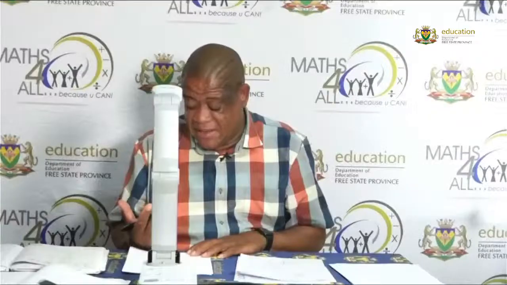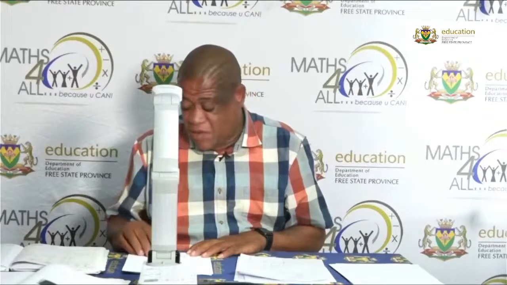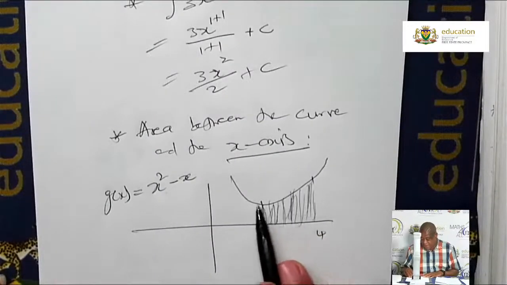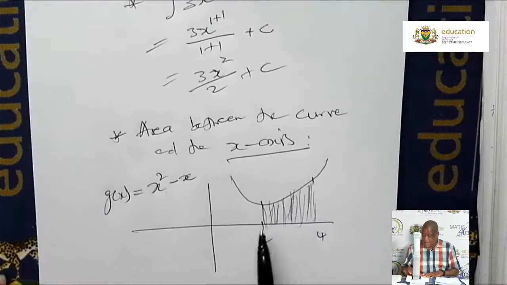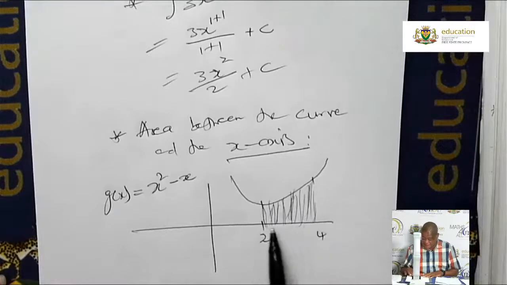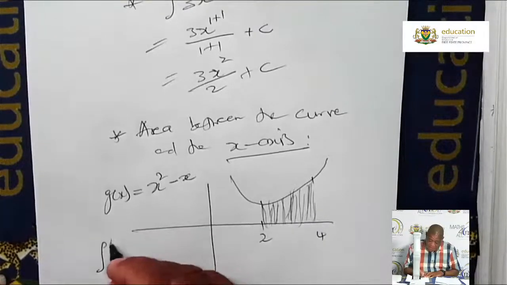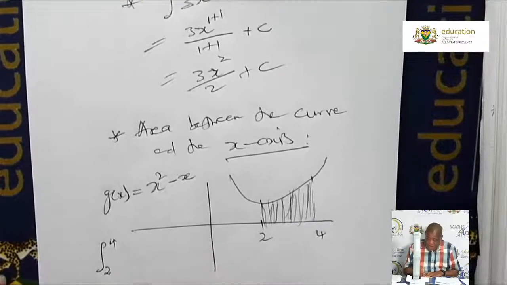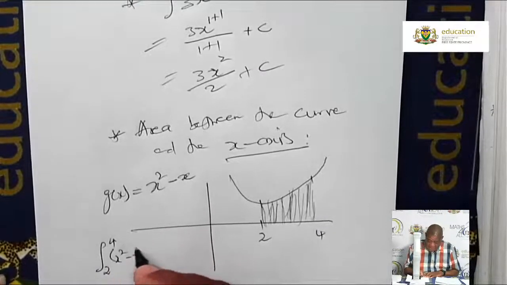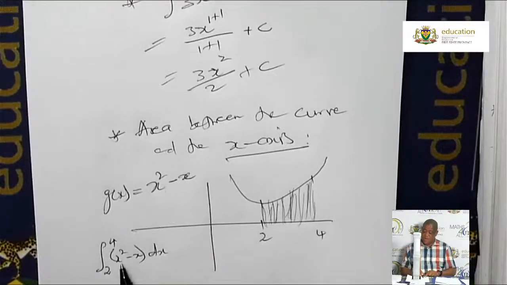But what is the expectation? They only look for the area that is falling between the curve and the x-axis, within this. In essence, we must see it as the integral with the upper limit 4, the lower limit 2, of x squared minus x dx.